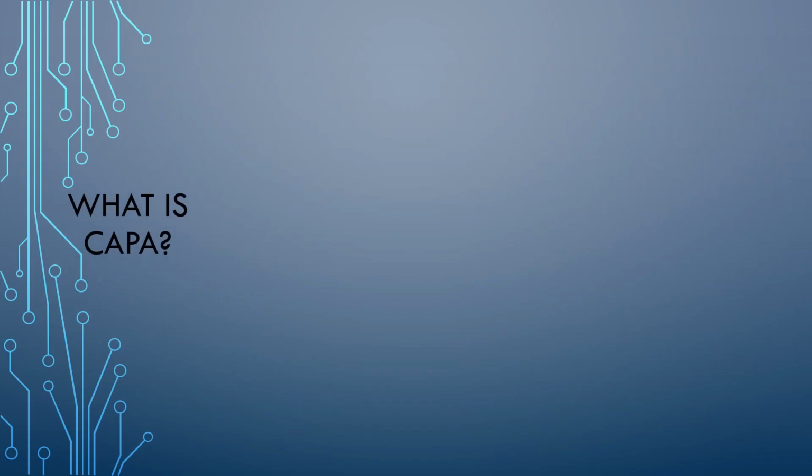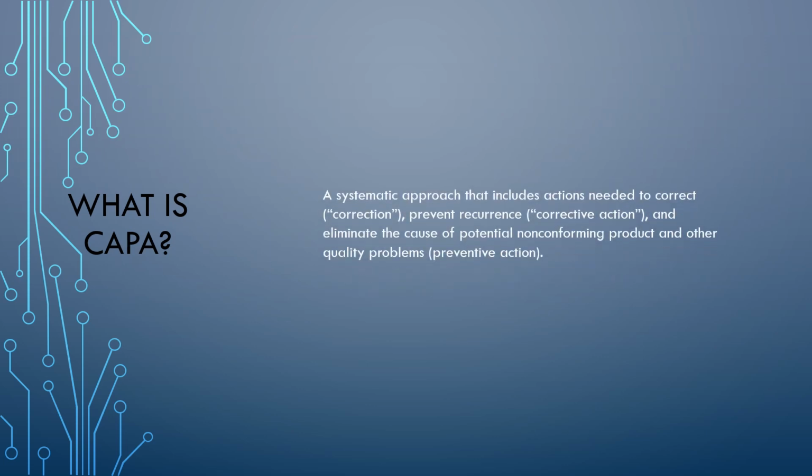So now let's understand what is CAPA. CAPA is a systematic approach that includes the action needed to correct, that is called correction, the action needed to prevent reoccurrence, that is called corrective action, and the action to eliminate the cause of potential non-conforming product and other quality problems, that is called preventive action. So in the next slides we will understand the meaning of each term, that is correction, corrective action and preventive action.